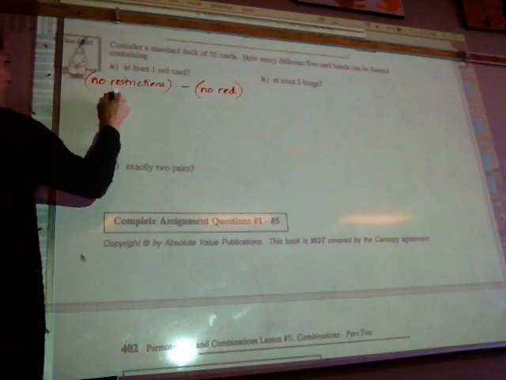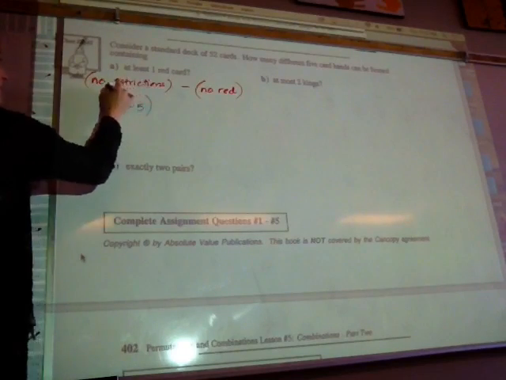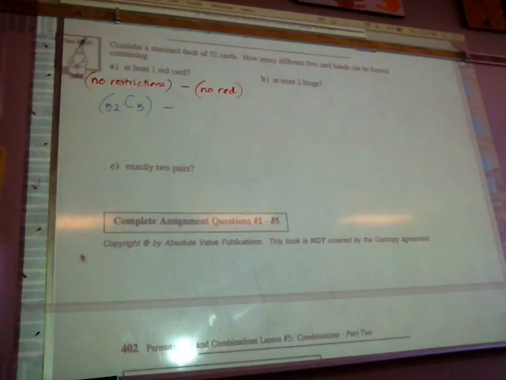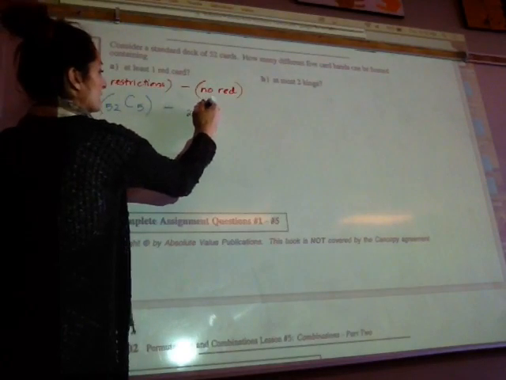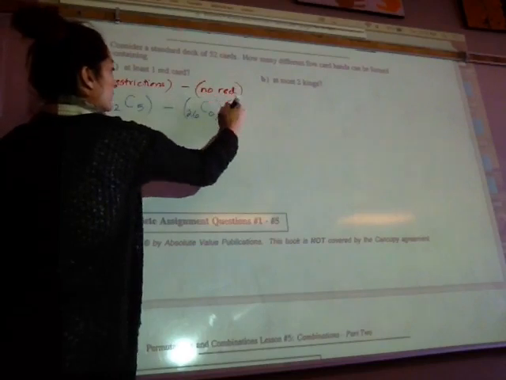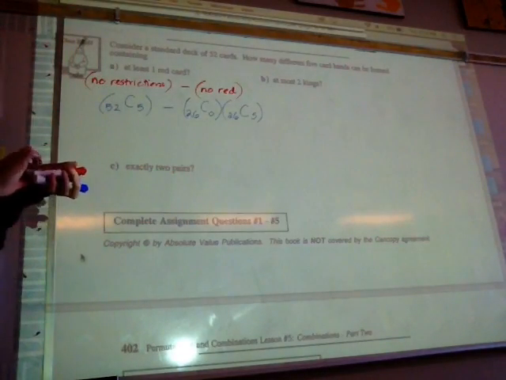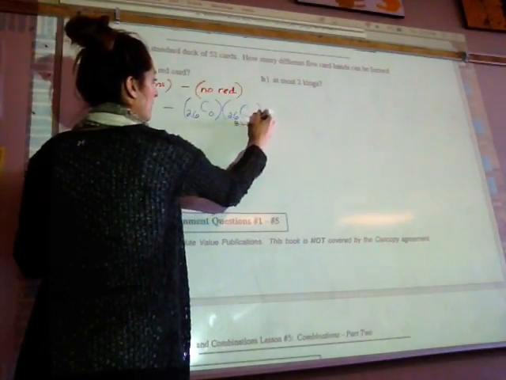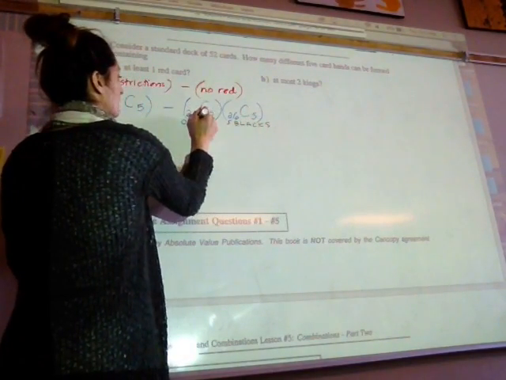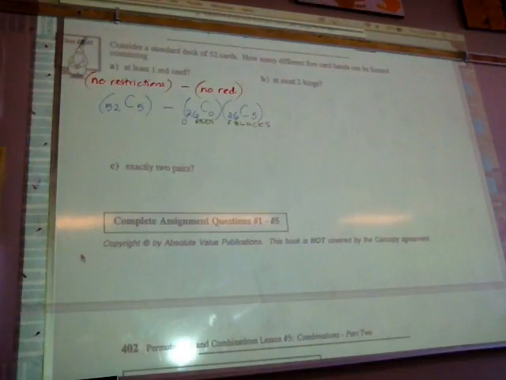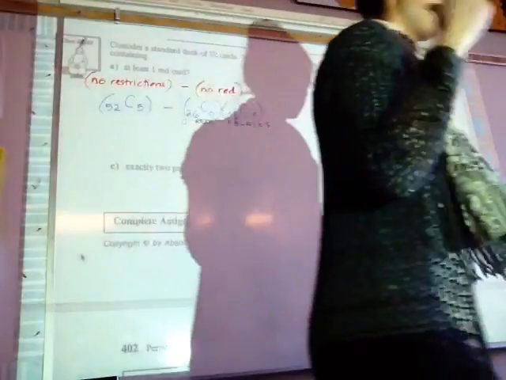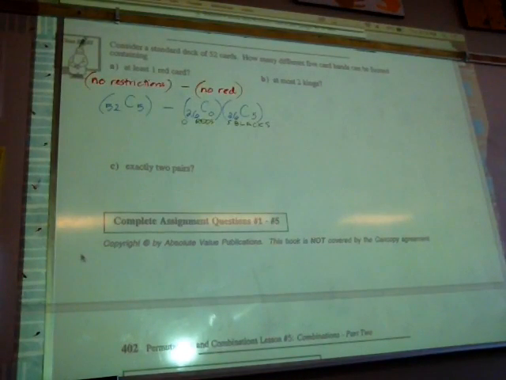So no restrictions would be 52 cards, choose 5. No reds would be 26 choose 0, multiplied by 26 choose 5. Now why am I multiplying by that? Because this is 5 black, and this is 0 reds. So we're taking out the scenario if we did have 0 reds. So 52 choose 5 minus the right hand side of that. Lots of possibilities. 2,533,180.